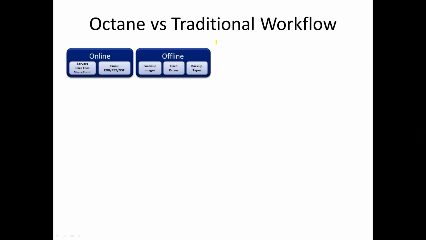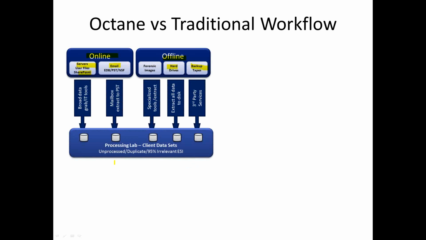So one of the challenges that you may have in your collection and identification of data is you're dealing with both online and offline data sets, which could be servers and SharePoint and email, all the way to hard drives and backup tapes. You basically need to use different levels of tools to be able to process these data sets. So for email, you may be using things to extract mailboxes and PSTs out of those containers. For servers, you may be using IT tools to grab content. For forensic images, you use specialized tools. Hard drives, you typically need to extract all the data to disk. Backup tapes, you basically need to use third-party services.